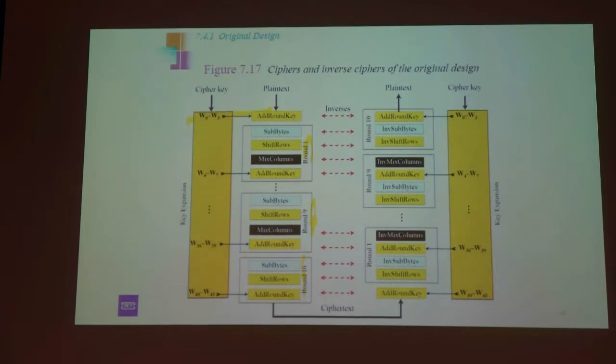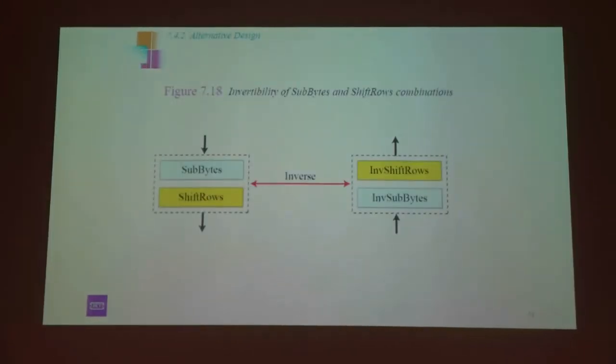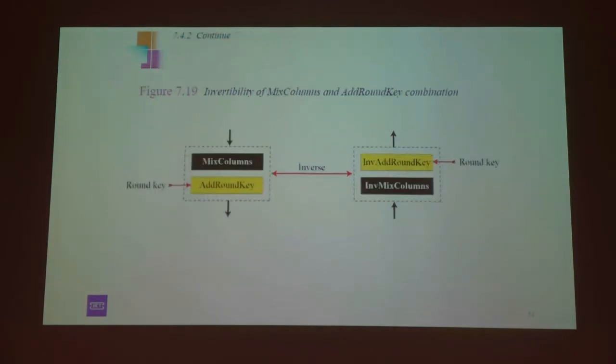And when you go in reverse, everything is in reverse. So for example, take a look at this block. It starts with what? With substitute bytes and shift rows. These are reversed here, and these are reversed because they undo each other. You apply them in reverse.